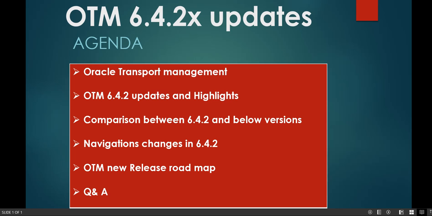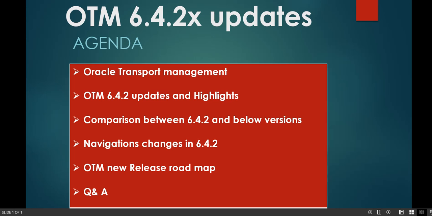From 6.3.7 onwards, they introduced a cloud version as well. So what is the benefit of the cloud version? If any customer wants to implement OTM in the cloud, they can take the license on a SaaS model, or based on their business volume, based on their ARR.